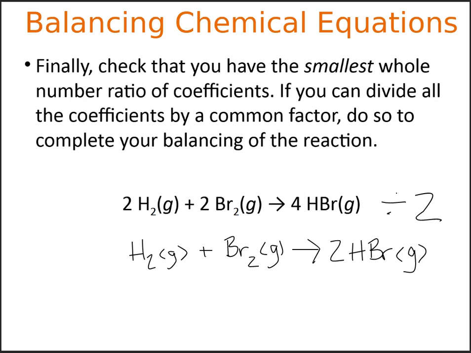So you can multiply and divide to get the proper ratio, make sure it's a whole number, make sure it's the smallest whole number ratio for your coefficients. So just like with a math equation where you can multiply by 2 or 4 or divide, and you have to do the same thing to both sides. So this is just like doing a math problem.